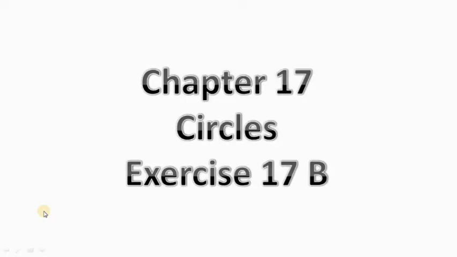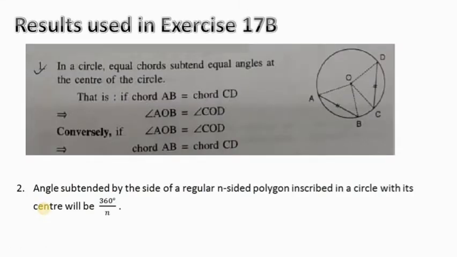So let us continue with the next exercise on circles, that is exercise 17b. Alright, so before we begin the exercise, let us get familiarized with two theorems that we are going to make use of in this particular exercise. So the first theorem says, in a circle, equal chords subtend equal angles at the center. Alright, so what is the meaning of this? Let us try to understand.